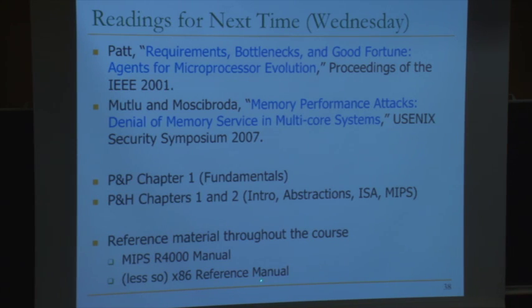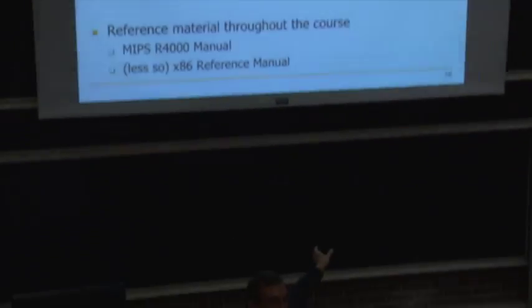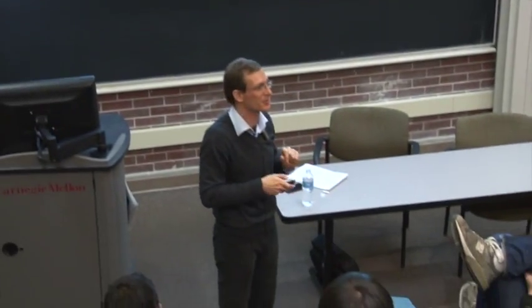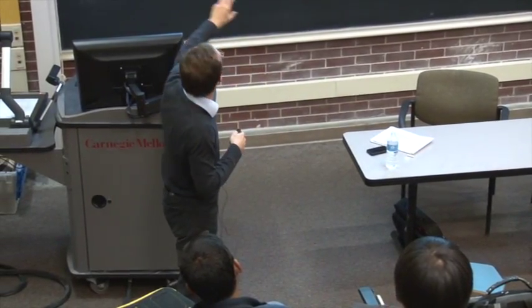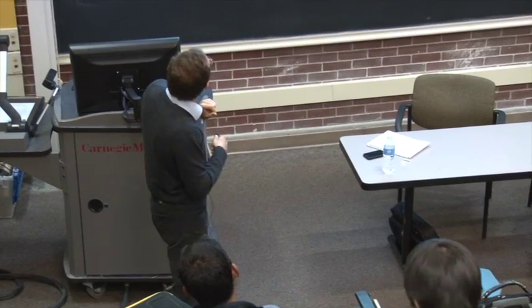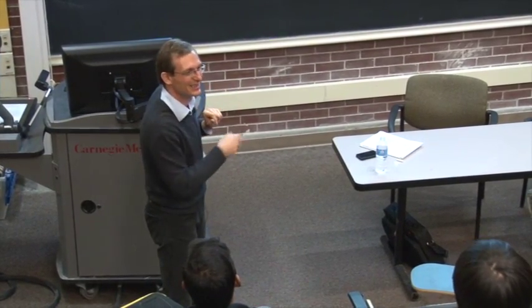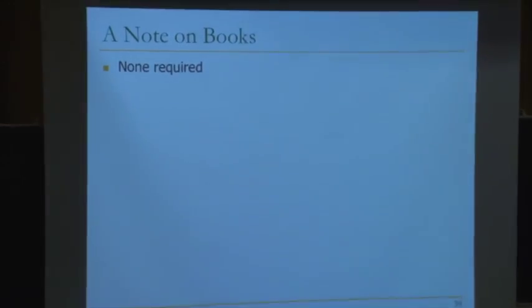But these reference manuals are actually one of the best ways of learning about computer architecture, understanding how things are implemented. They don't necessarily give you the design trade-offs, but some reference manuals actually do. I'll give you examples of some of these in the course also. But this is reference material throughout the course, so it's not readings for next time. I guess they're classified under the wrong title. Okay, there are no books required. This is, I think, my last slide.